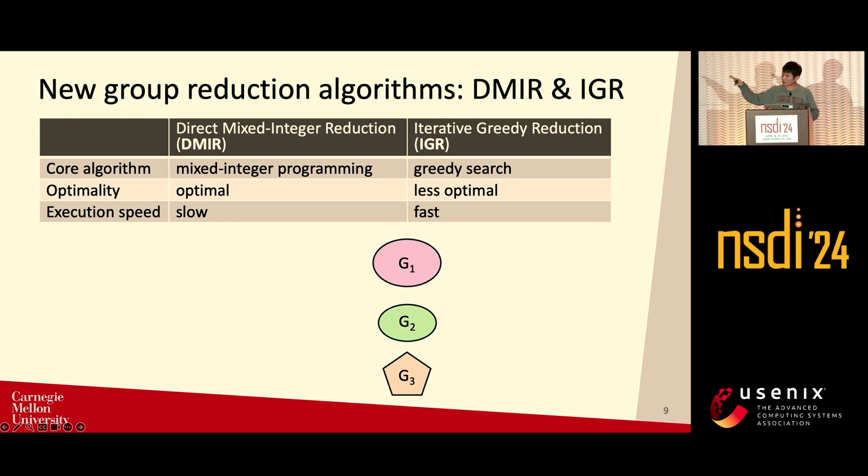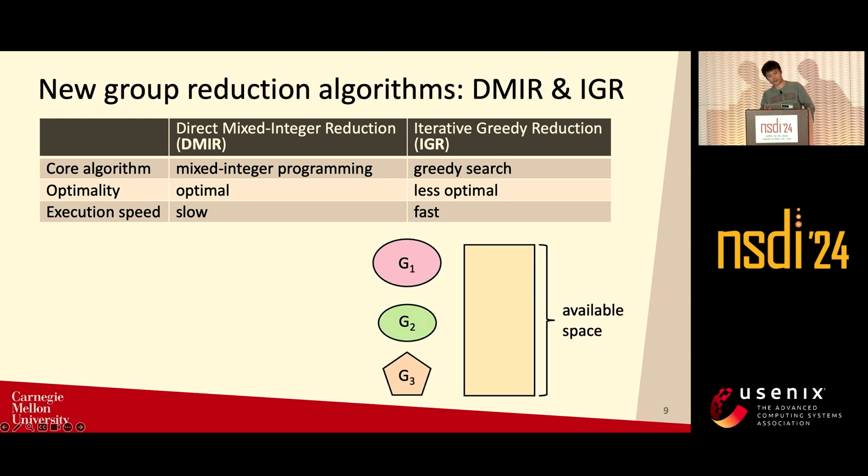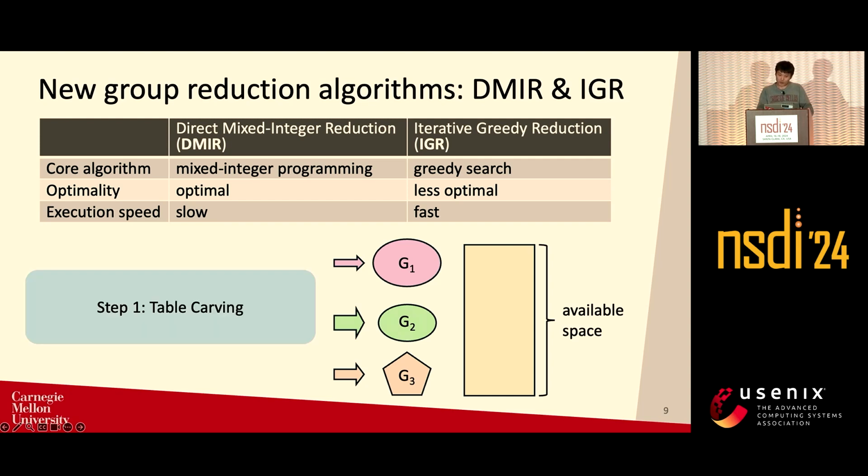So we have three groups to reduce, and the size of each group basically represents the original space it's going to take. And then we also have a chunk of available space. On top of that, we know the traffic volume that each group is carrying. So step one of the algorithm would invoke table carving. The available space will be allocated proportional to each group's traffic volume, like this.